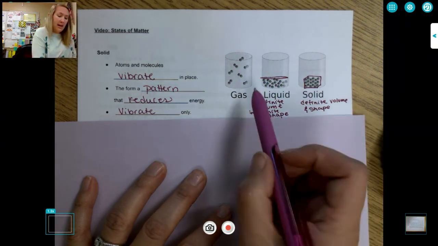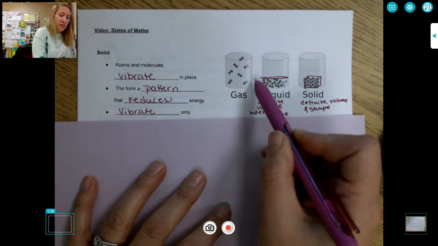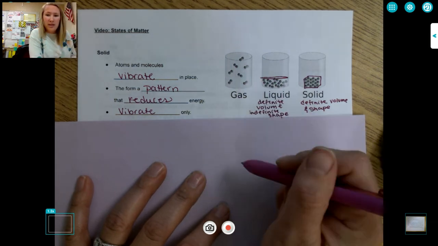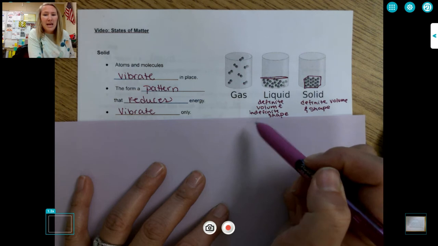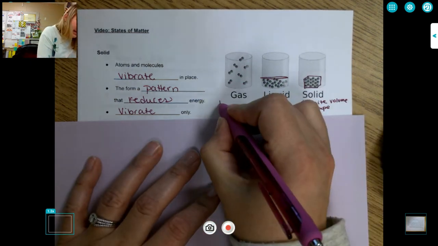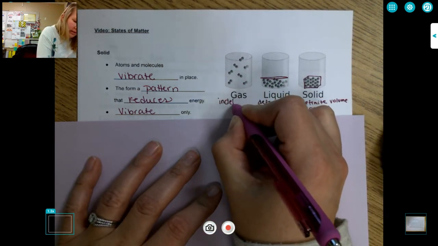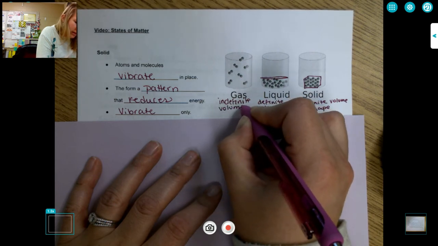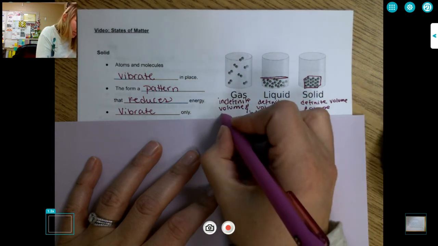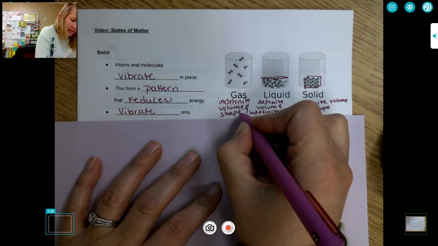Finally, we have our gas particles, and we said that they take the shape of our container and they fill every space. So their volume is dependent upon the space that they're in, as is their shape. So they have indefinite volume and shape.